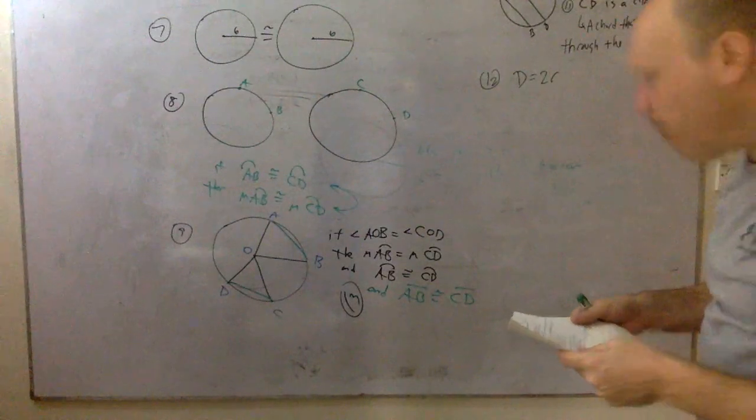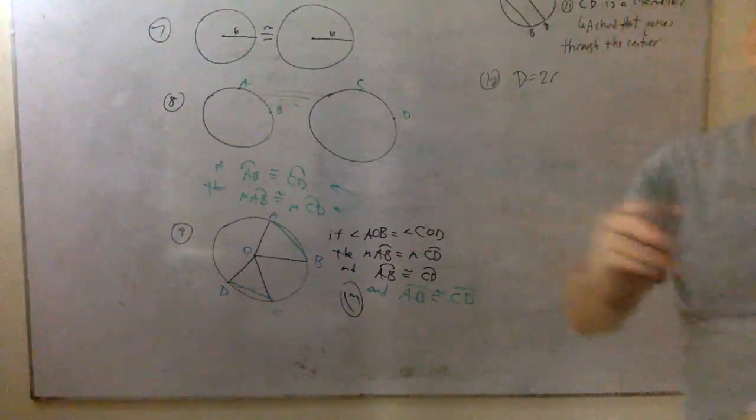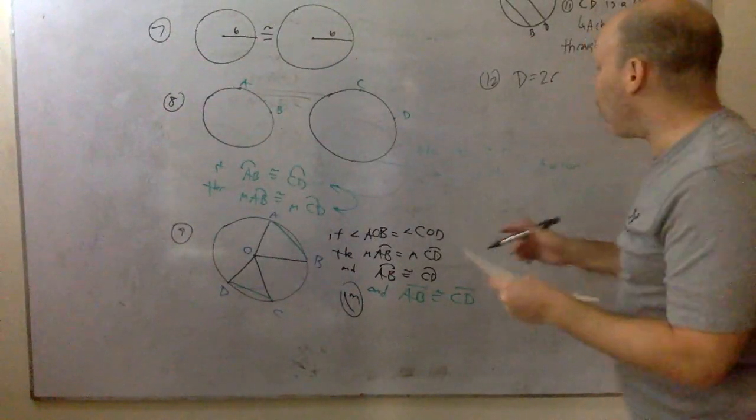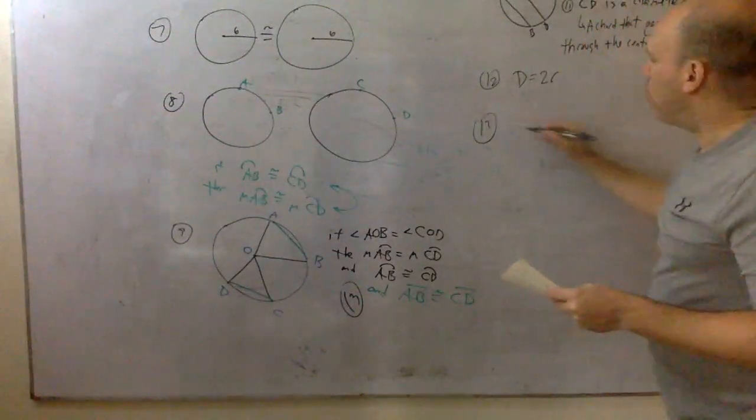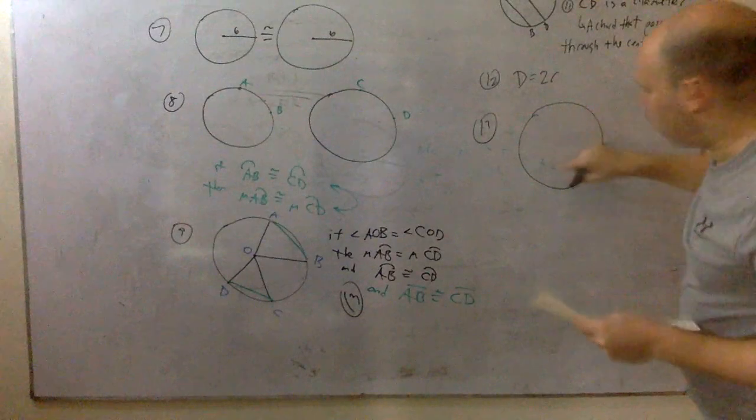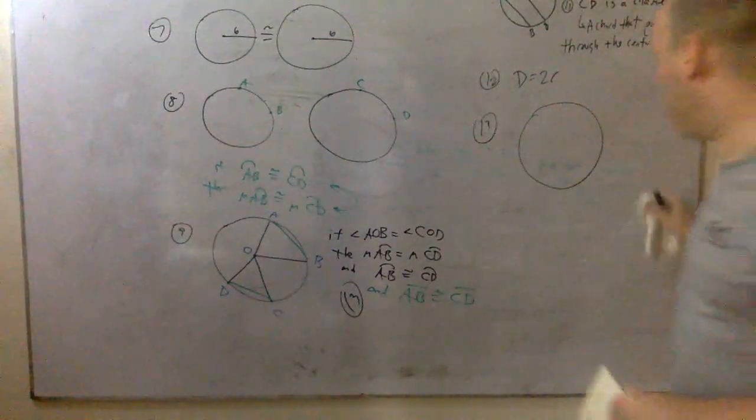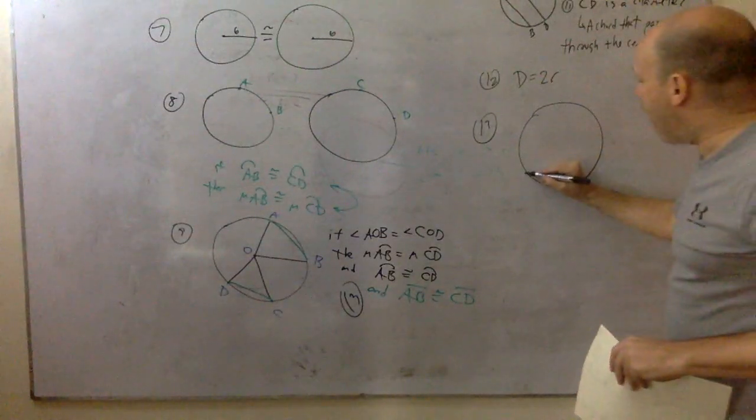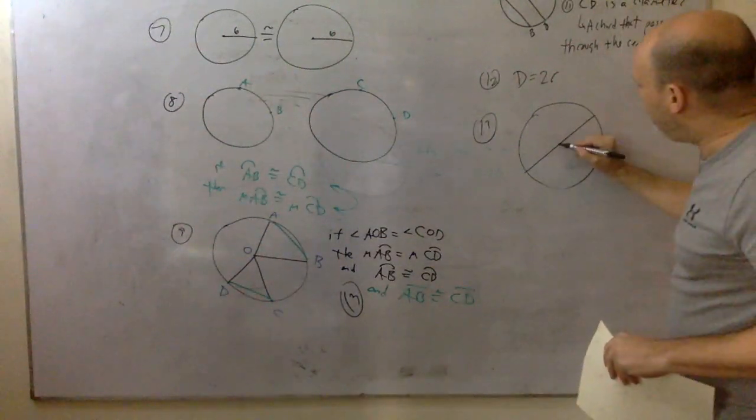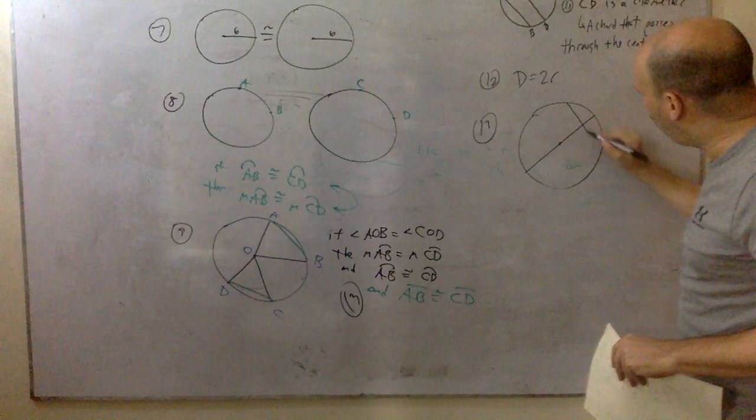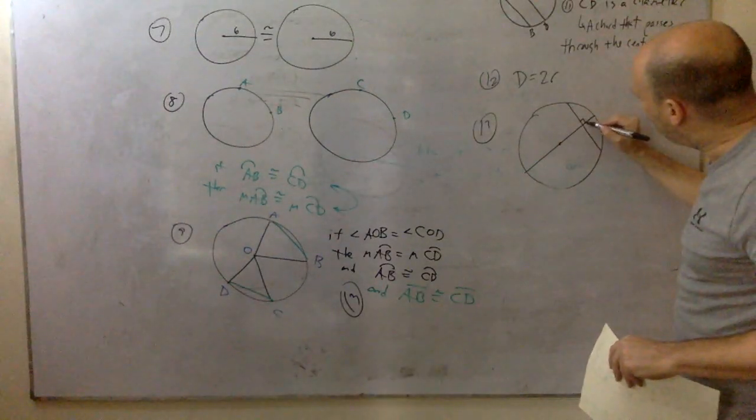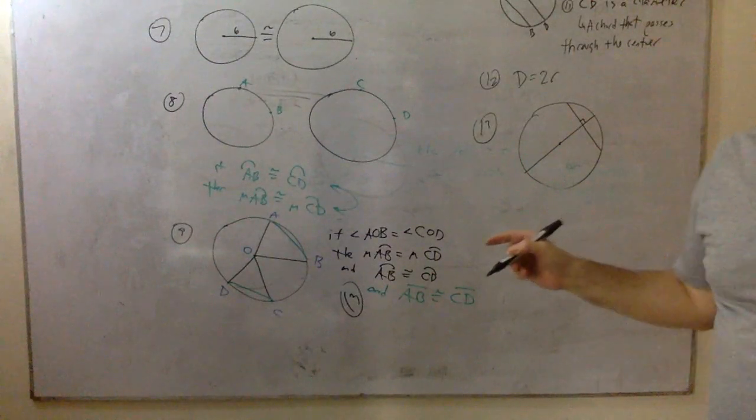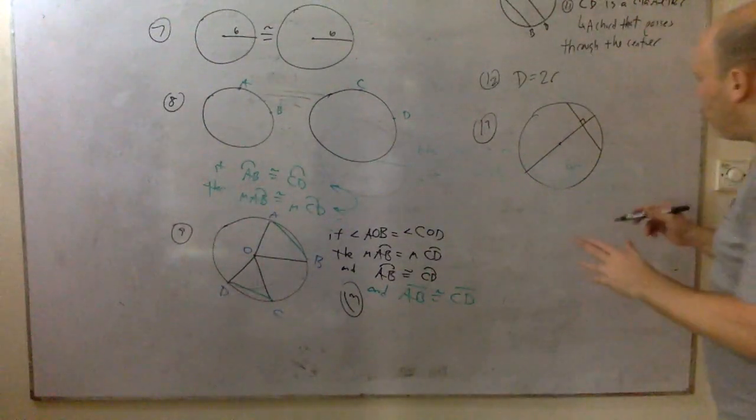Number 14, a diameter. This is kind of cool. Number 14, a diameter that is perpendicular to a chord. So let's see, we have a circle. Oh, let me erase that. We have a circle. We have a diameter, right? And it's perpendicular to a chord. What does that say? Couple of things. What do you think?